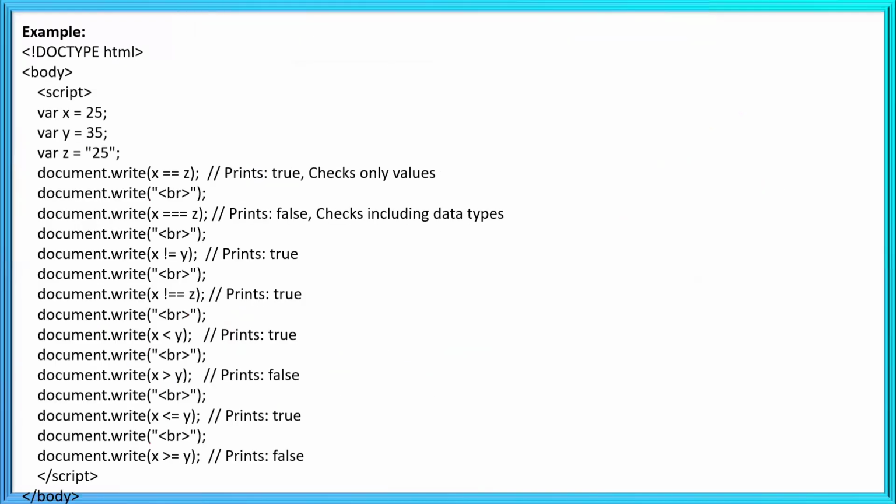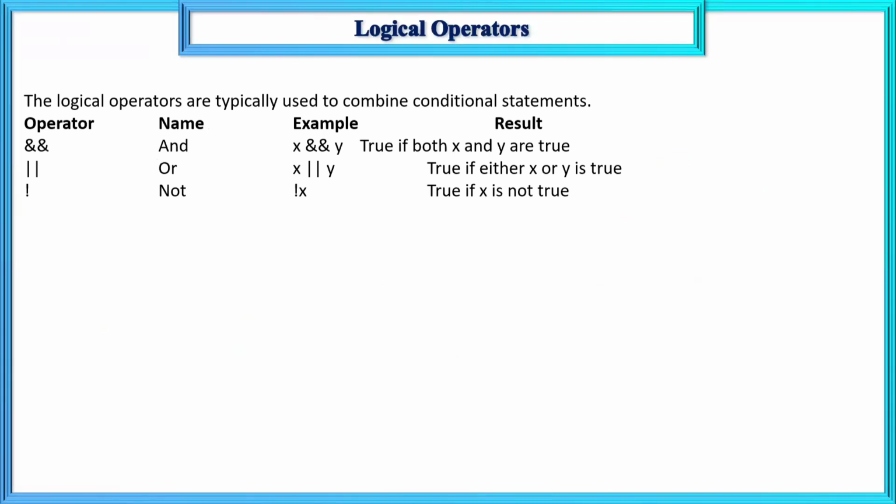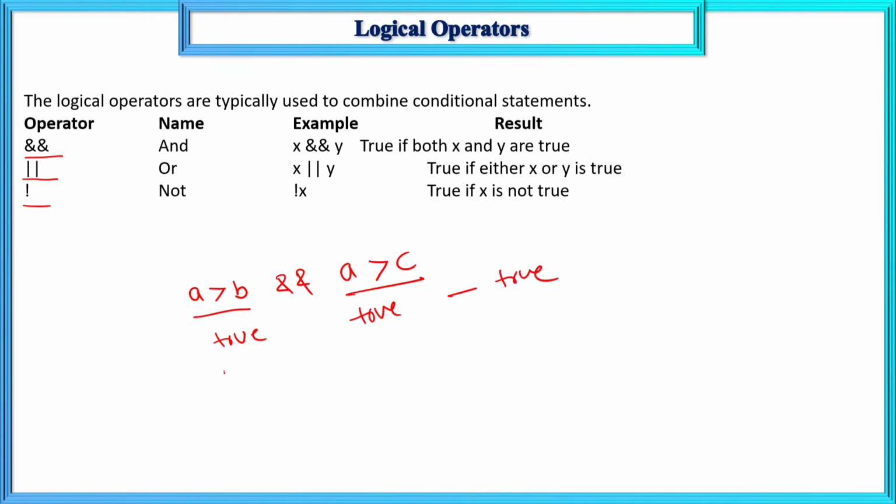Clear? These are comparison operators. Now, logical operators: logical and, logical or, logical not. What is the meaning? Simply, I am executing a greater than b, double ampersand, suppose a greater than c. It first checks a greater than b, which returns either true or false. Suppose it returns true, and next a greater than c also returns true. What is the output? True.